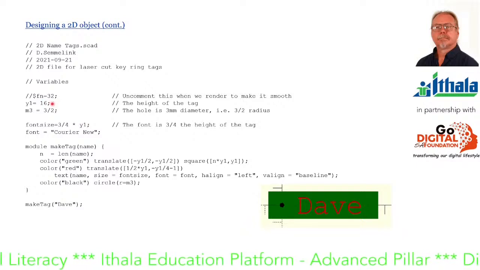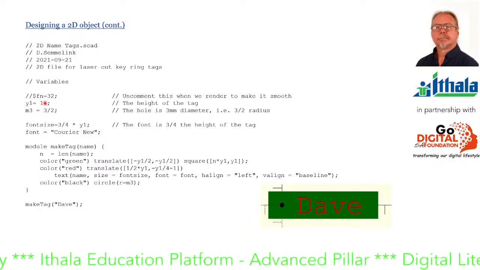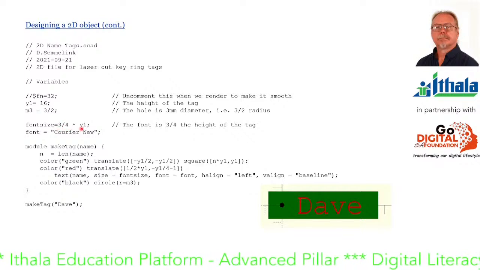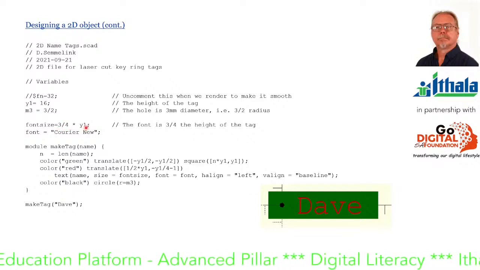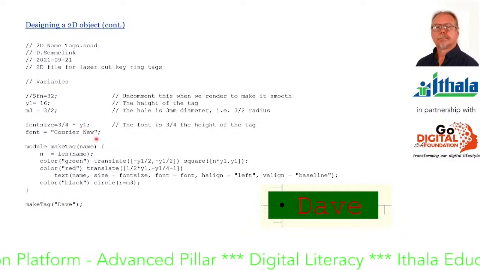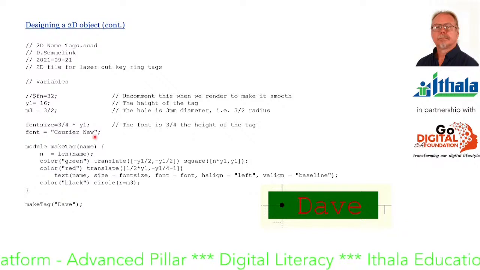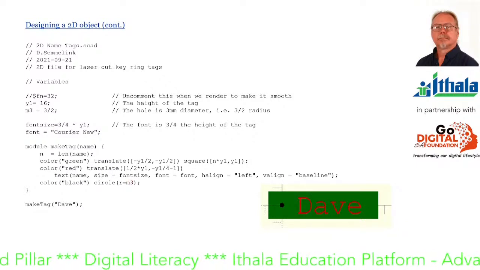And again, that means that if later we decide to make the tags bigger and change y1 to 20, the font size will now be 3/4 of 20. So the font will be bigger, but it will still be 3/4 the size of the height. And I've set the font name to Courier New. If I decide to change that later, I only have to change it here. I don't have to change it inside the program.